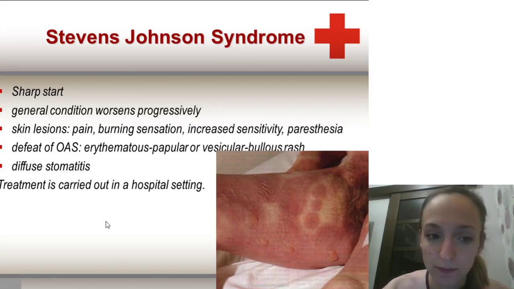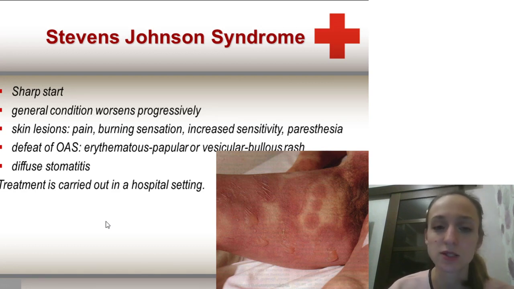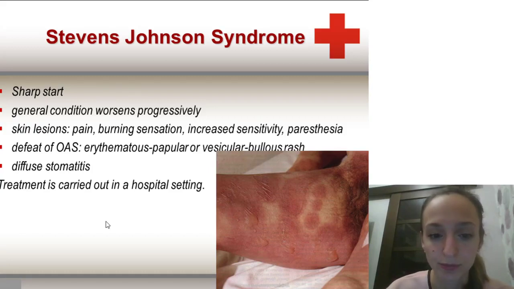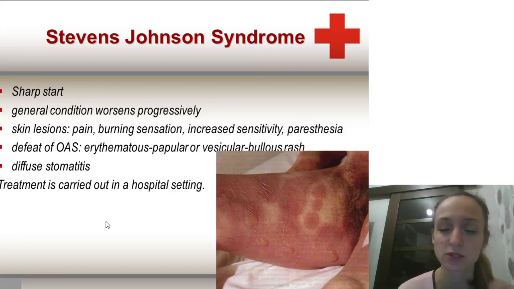Sharp start. General condition worsens progressively. Skin lesions: it is pain, burning sensation, paresthesia, increased sensitivity. So, erythematous papular or vesicular bullous rash, and diffuse stomatitis. Also, treatment is carried out in a hospital setting.